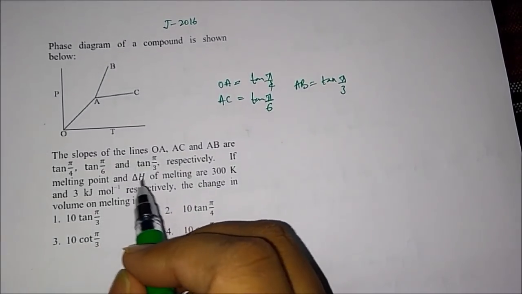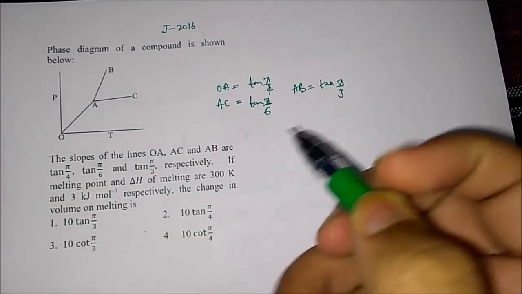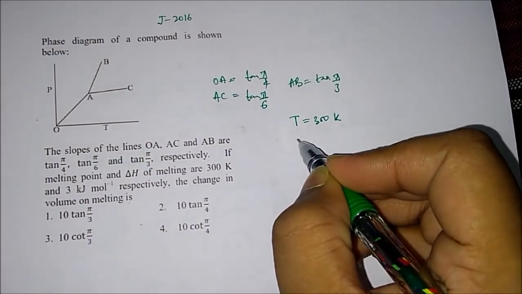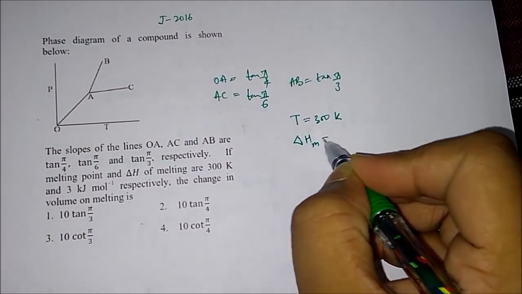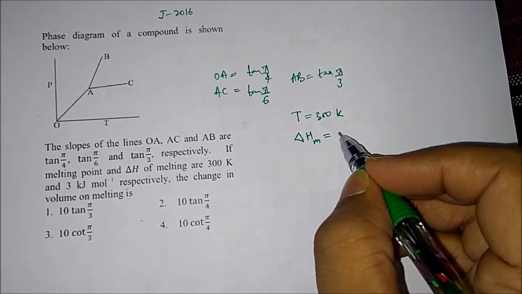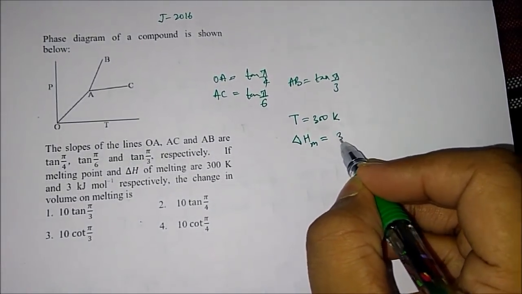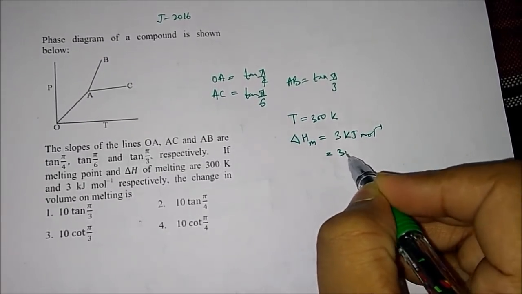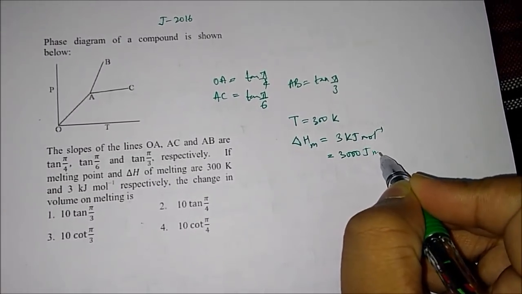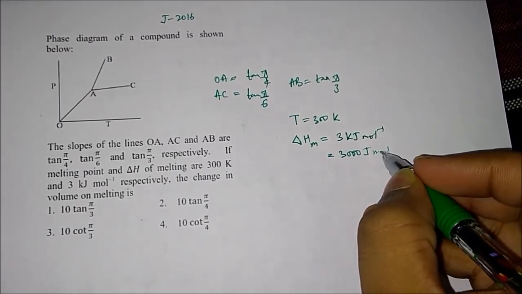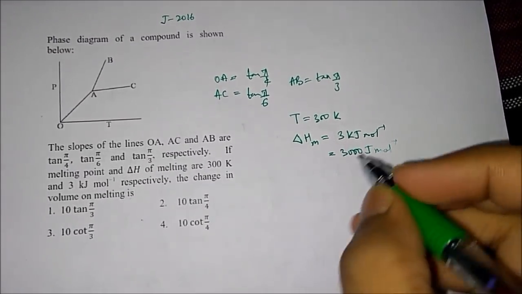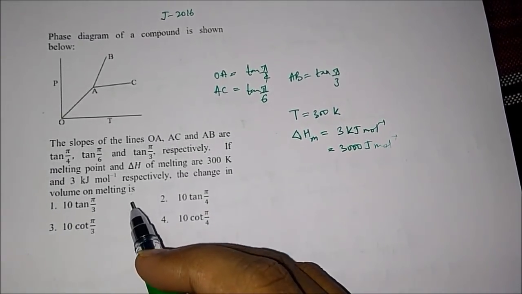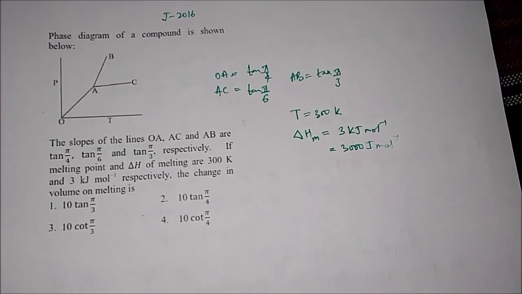If the melting point is 300 Kelvin, which means the temperature is given as 300 Kelvin, and delta H of melting, which I am writing as delta H M, is 3 kilojoule per mole, or we can say 3000 joule per mole. Alright, so this is your delta H of melting. Now they are asking for the change in volume on melting. You have to tell the change in volume on melting.